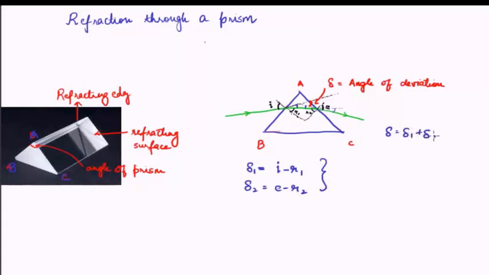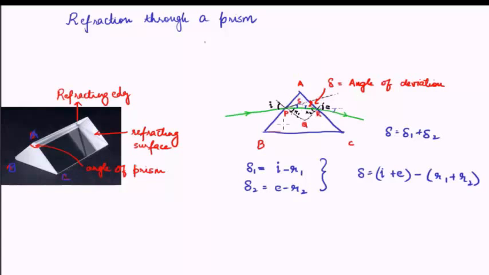From these two equations, and knowing that delta is equal to delta 1 plus delta 2, we can say that delta is equal to I plus E minus (R1 plus R2). Now we have a relation of delta in terms of the angle of incidence, the angle of emergence, and R1 and R2, which are the refracting angles. We need to find a relation of R1, R2 with the angle of incidence.